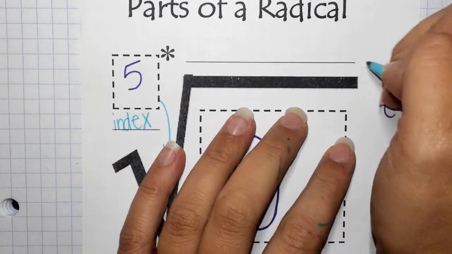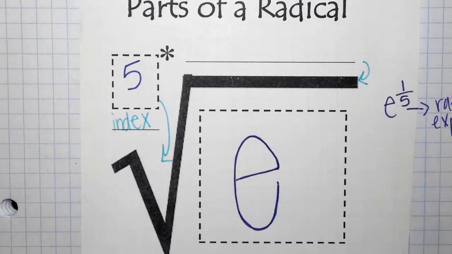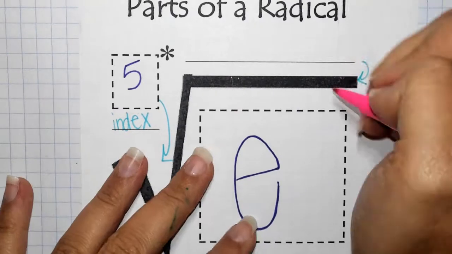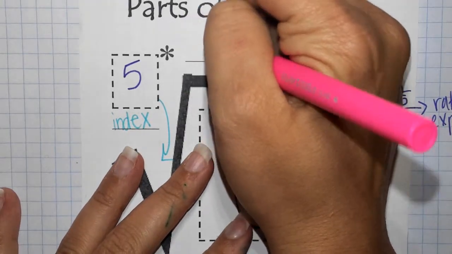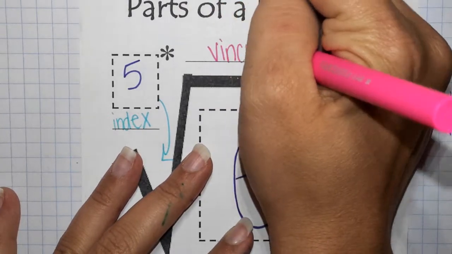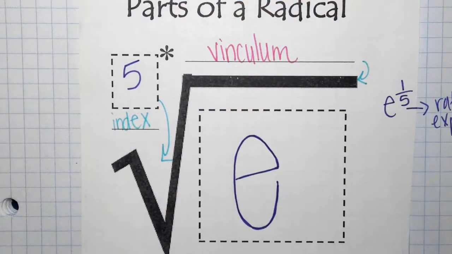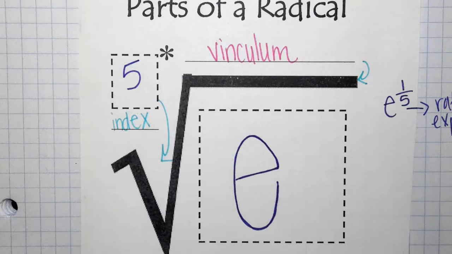Now, this bar right here has a special name. It's called a vinculum. Vinculum. And if you can spell it right and tell me what that is on a test, you get bonus points.